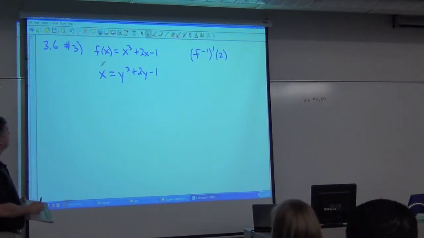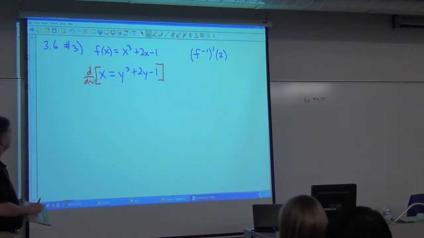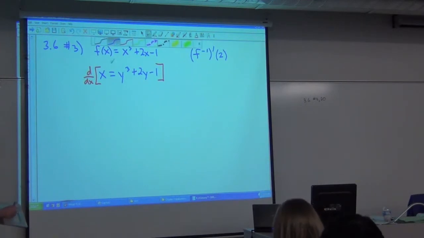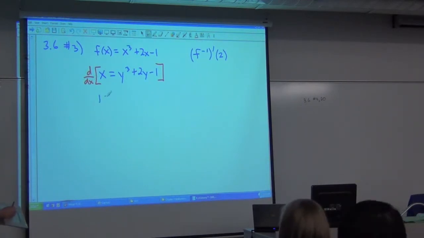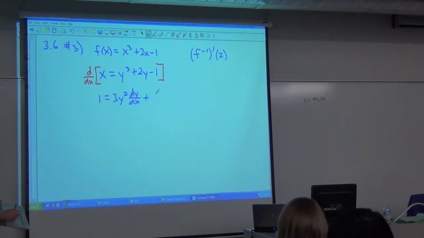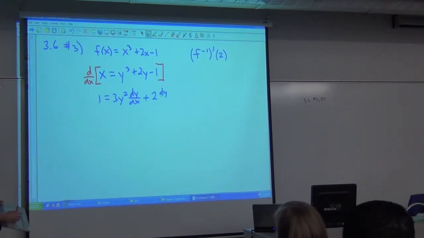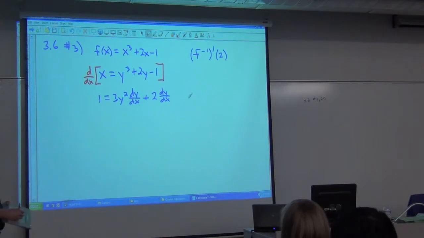Yeah. We could take the derivative of this with respect to x implicitly. The derivative of x with respect to x is 1. It would equal 3y squared dy/dx, plus 2 dy/dx, plus 0. So factor dy/dx out of both of these and then divide by 3y squared plus 2, and that gives the derivative of y with respect to x.